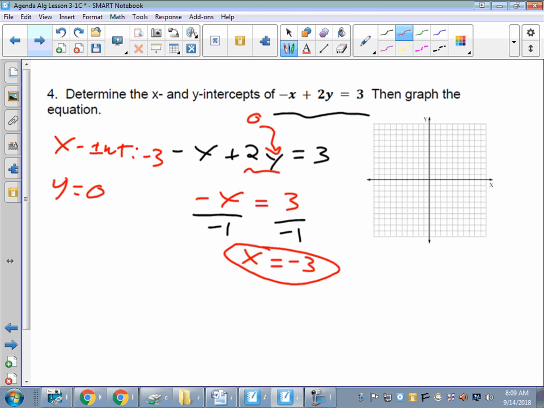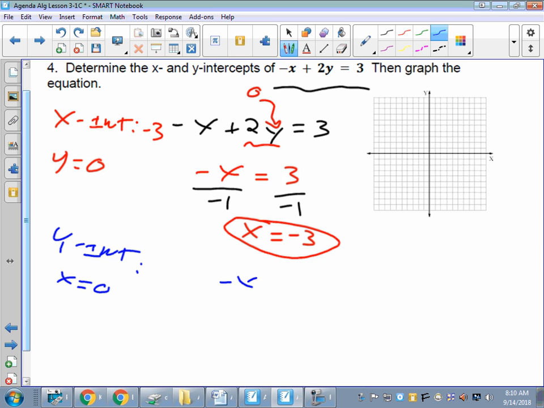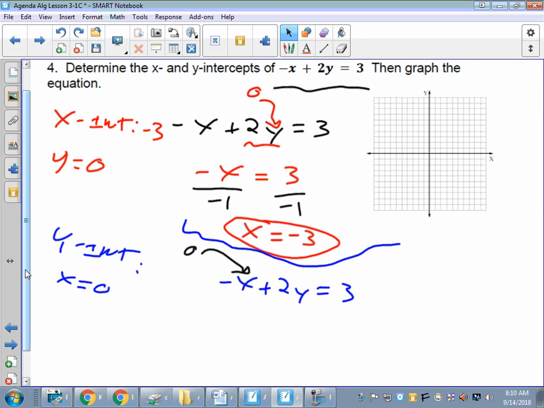Okay. For my y, use the same equation. And remember, y-intercept is where x is equal to 0. So I'm going to substitute that in. So for my y-intercept, using the same equation, -x, I'm just going to draw a line here so we don't confuse that stuff. Plus 2y equals 3. And now I'm substituting a 0 in for this x. So that's going to get rid of that. Is a -0 anything? If we plug in a -0, does that do anything? No, it's still 0. No big deal.